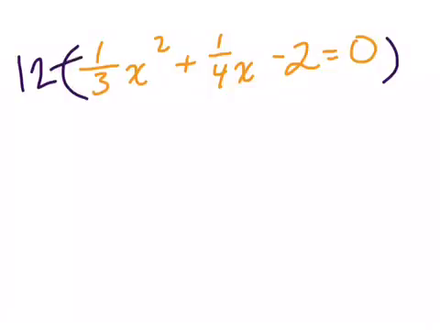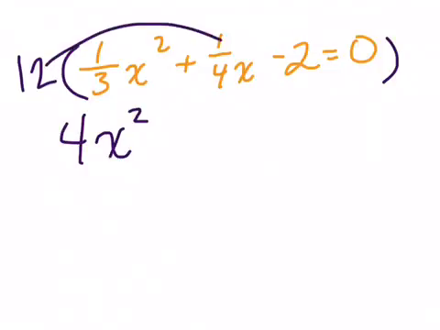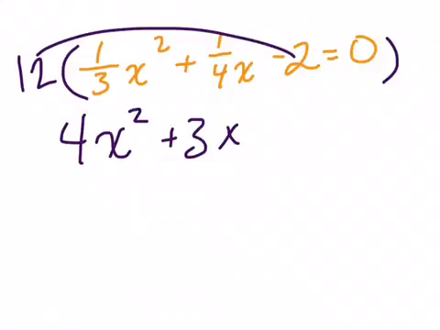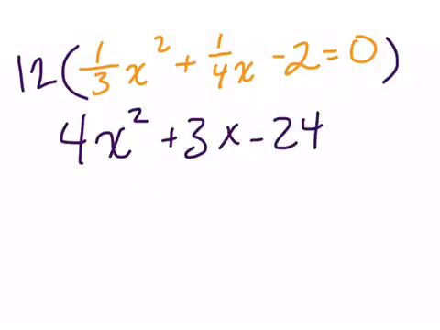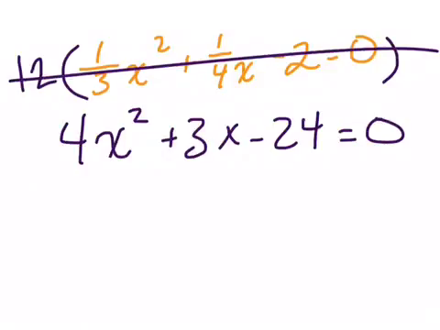So if we do 12 times 1, that's 12, but then divided by the 3, that's 4. So this becomes 4x squared. If we do 12 times 1, that's 12, but then divided by the 4, that's 3. So this is plus 3x. 12 times the negative 2 is negative 24. And then what we do to one side, we have to do to the other. So 12 times 0 is just still 0. So now I'm not worried about this anymore.